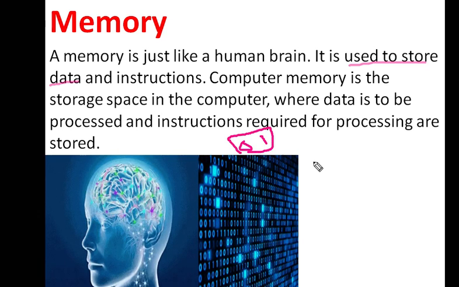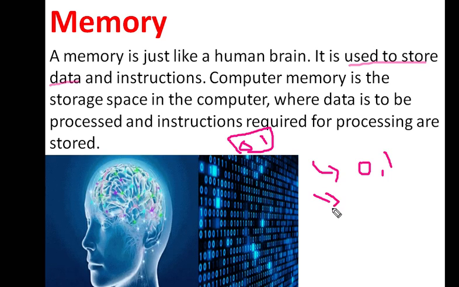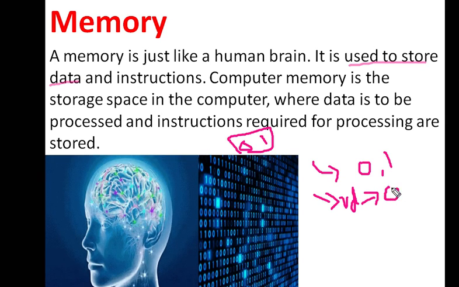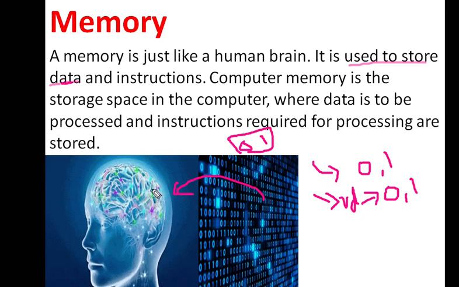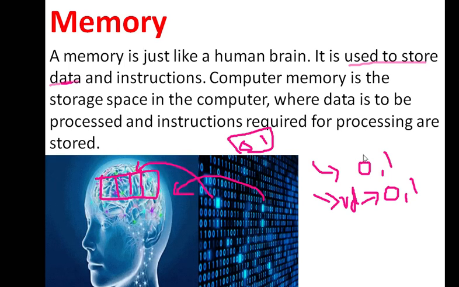If you have an image file, it is represented in terms of 0 and 1. If you have a video file, its data is what? 0 and 1. So this we can call data. It is used to store this data. So we are talking about computer memory. This data is going to be stored in memory. Then another one is instructions.